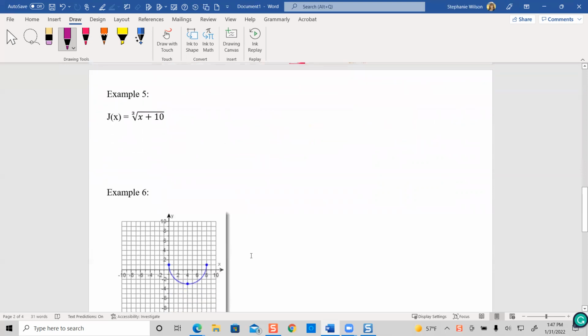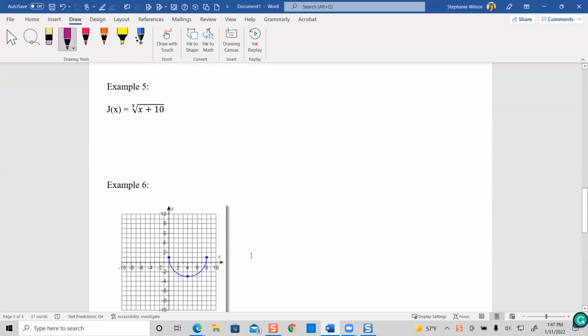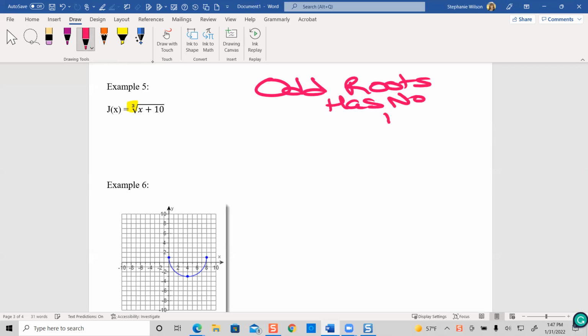Well, the next one is an odd root. See it? It's a cube root. It's odd. It could be a fifth root, seventh root. It is an odd root. That means odd roots have no restriction, meaning that I can multiply something an odd amount of times and come out with a negative answer.